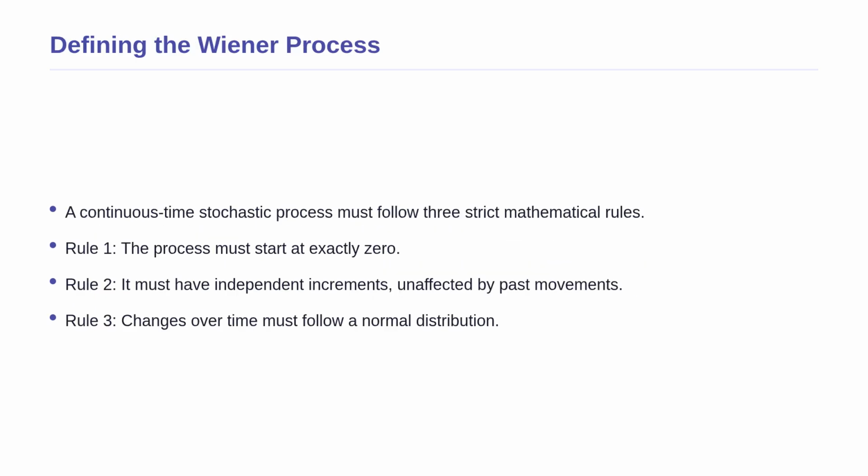Now that we have a visual intuition, let us formalize this. A stochastic process is simply a collection of random variables changing over time. For a process to be officially called a standard Wiener process, it must satisfy three strict mathematical rules. First, it must start at exactly zero. Second, it must have independent increments, meaning its next move has absolutely nothing to do with its past moves. Third, the change in its value over any time interval must follow a normal distribution, that classic bell curve, with a mean of 0 and a variance equal to the time elapsed.